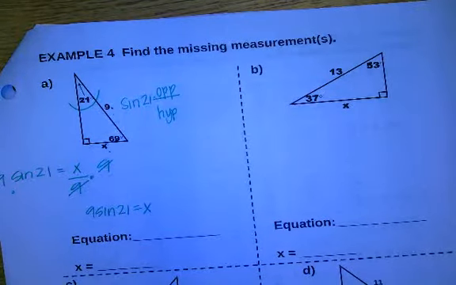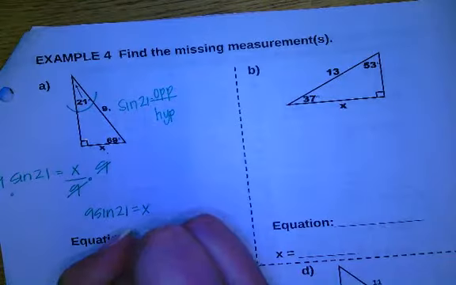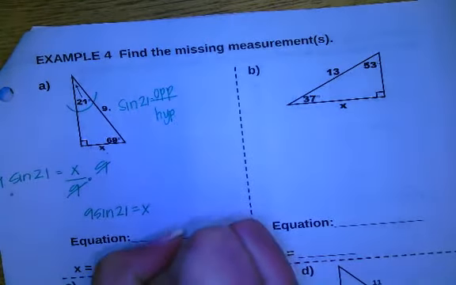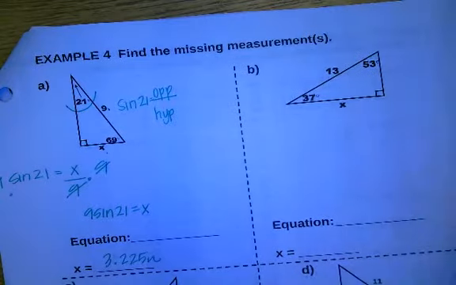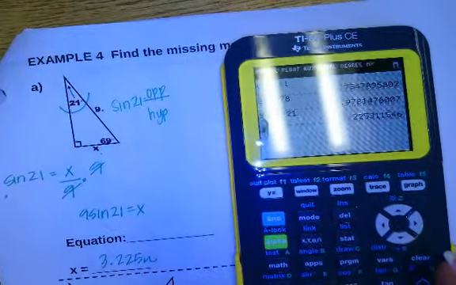What do you get to the nearest thousandth? 3.2585. So all you had to do is type in 9 before you typed in sine 21.